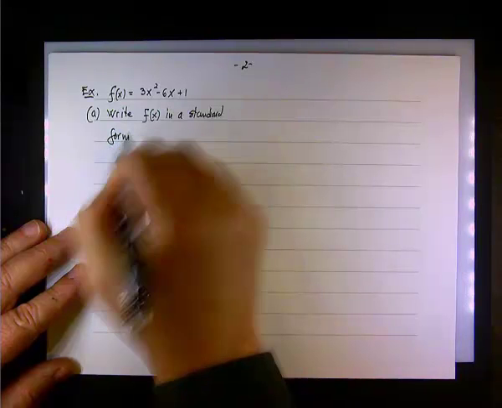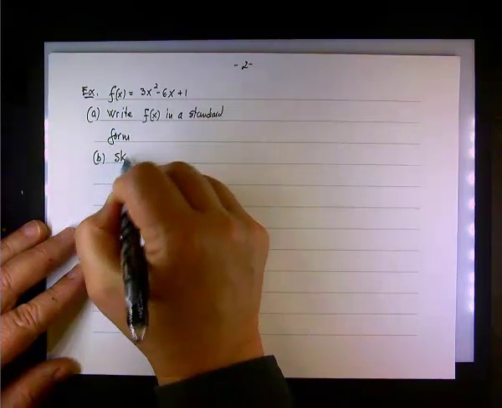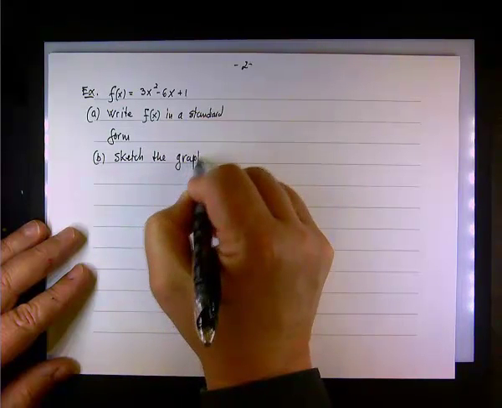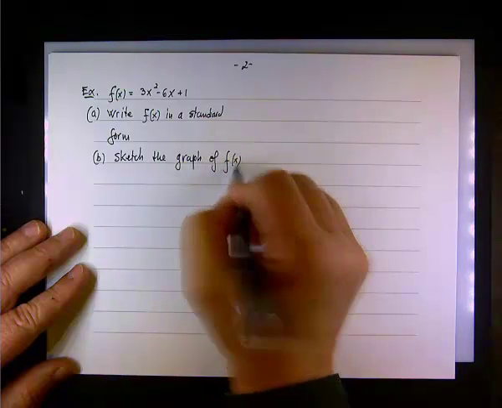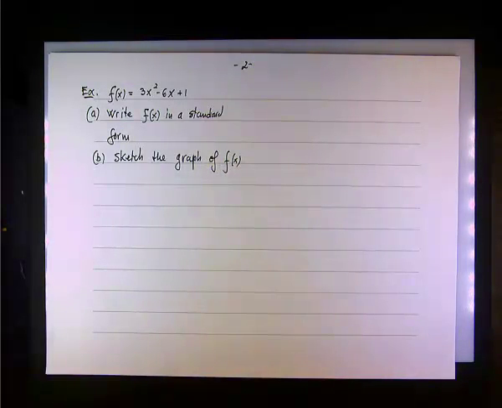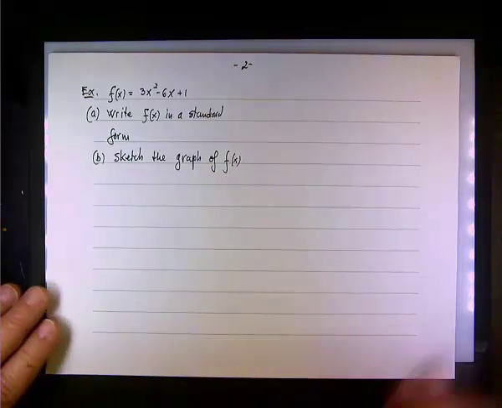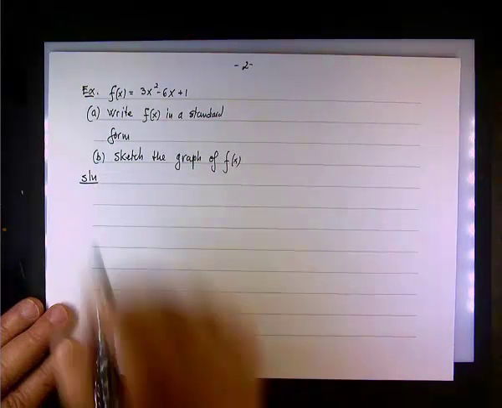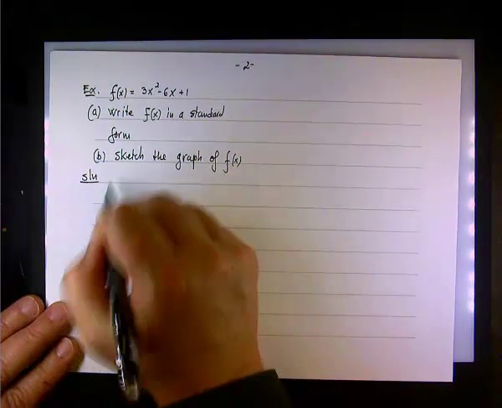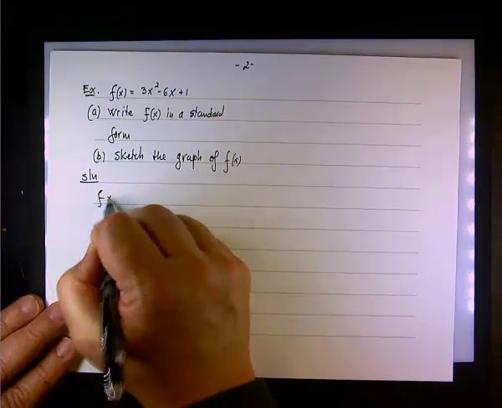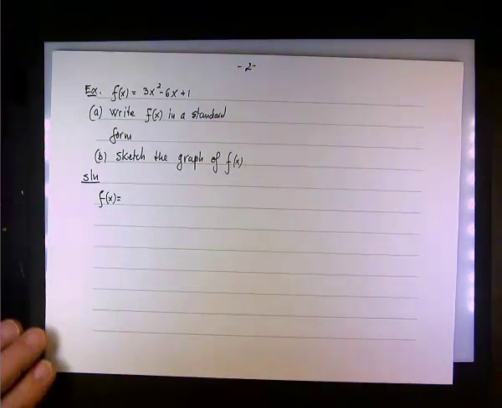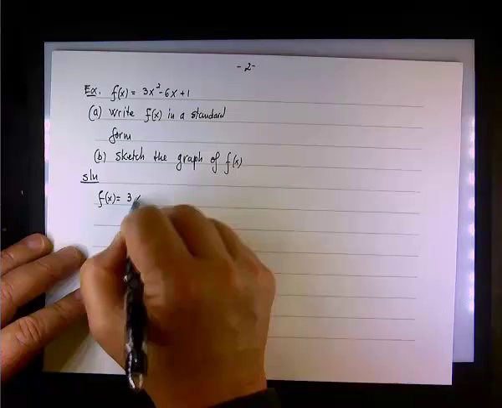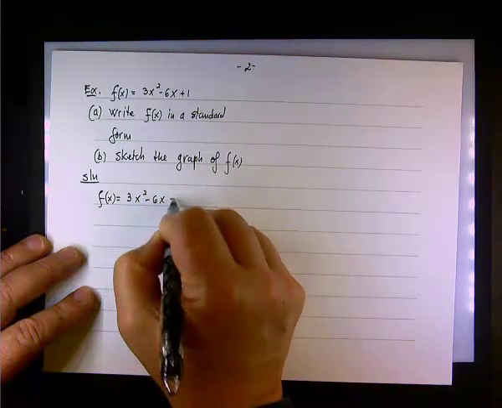And then, part B, we need to sketch the graph of f of x. And we prefer to do it without the use of the graphing calculator. Okay, so let's solve the problem. We start with the function itself, f of x, and we'll go through the steps. We'll use the method of completing the square. Okay, so let's write the function 3x squared minus 6x plus 1.